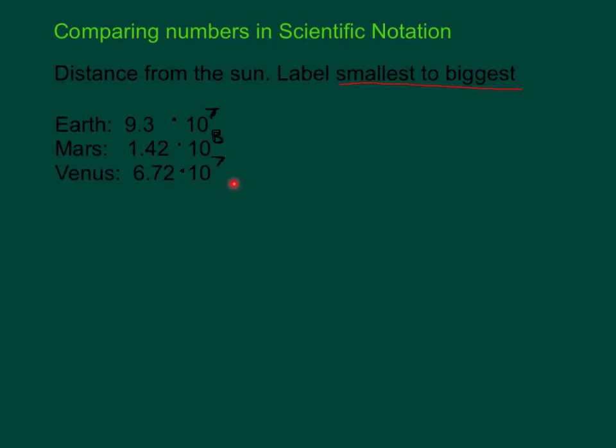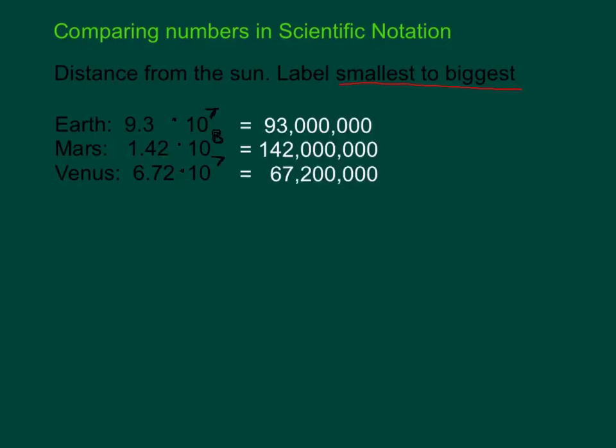A common misunderstanding is to look at the beginning coefficient. When we look at the beginning coefficient, it appears that Mars is the smallest number. But let's take a minute and write all of these scientific notations in standard form. When we convert these measurements into standard form, we see that Mars is in fact the greatest distance.